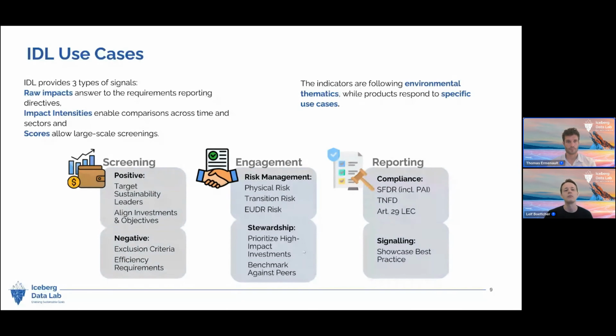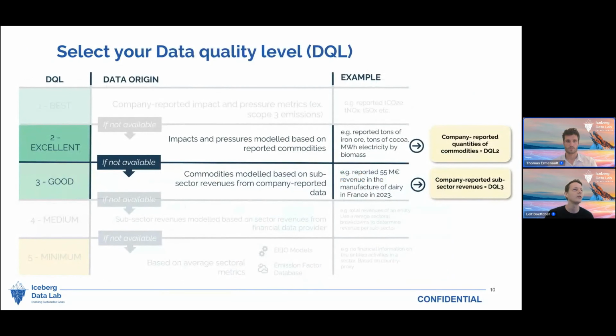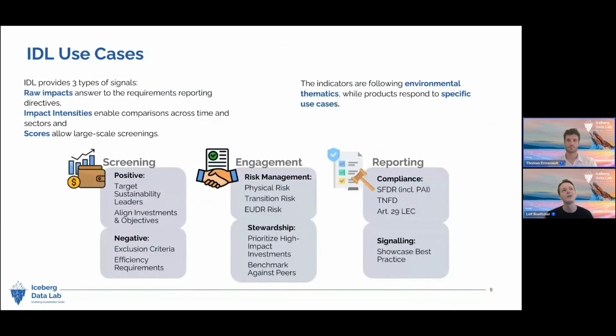We're going to talk more about the scores later, but basically we provide scores from 1 to 6 typically, with 1 being the best and 6 the worst. People can decide very easily what type of investment would be among, let's say, the least environmentally impactful or the most impactful. And what we can do with this, as we said, is screening, engagement, and reporting.